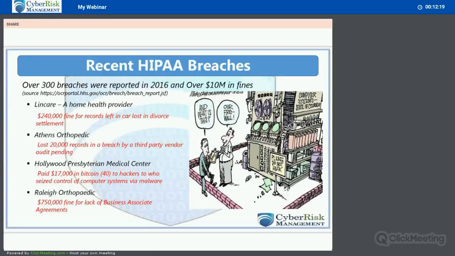So the fines that are coming out through these HIPAA audits are substantial, and they're really trying to teach some lessons that you need to have your pieces in place and have your due diligence and not be found guilty of willful neglect.